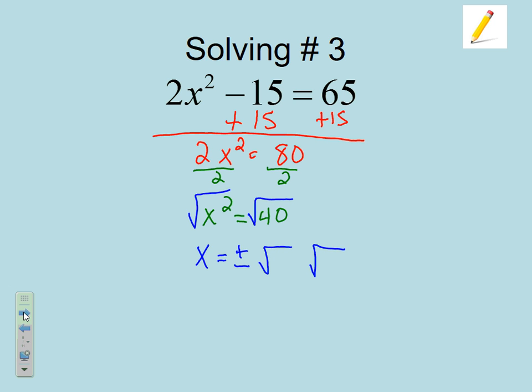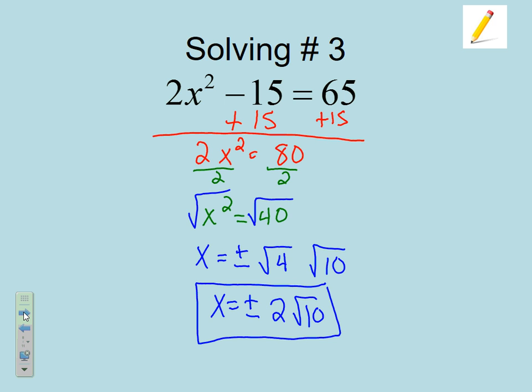Breaking this down, my largest perfect square that goes into 40 is 4, so I have 4 and 10. X equals plus or minus the square root of 4, which is 2, and the square root of 10 stays as square root of 10. Those are my two answers: x equals 2 square roots of 10 and x equals negative 2 square roots of 10.